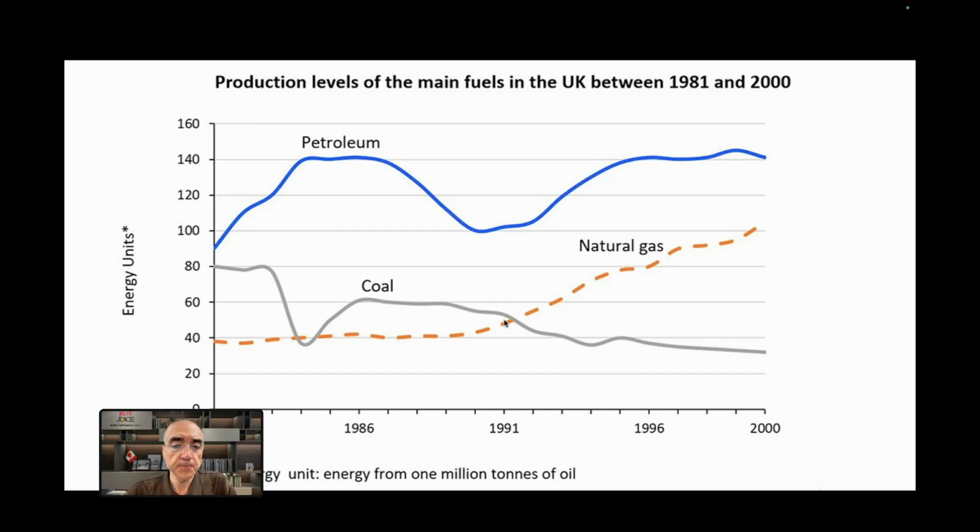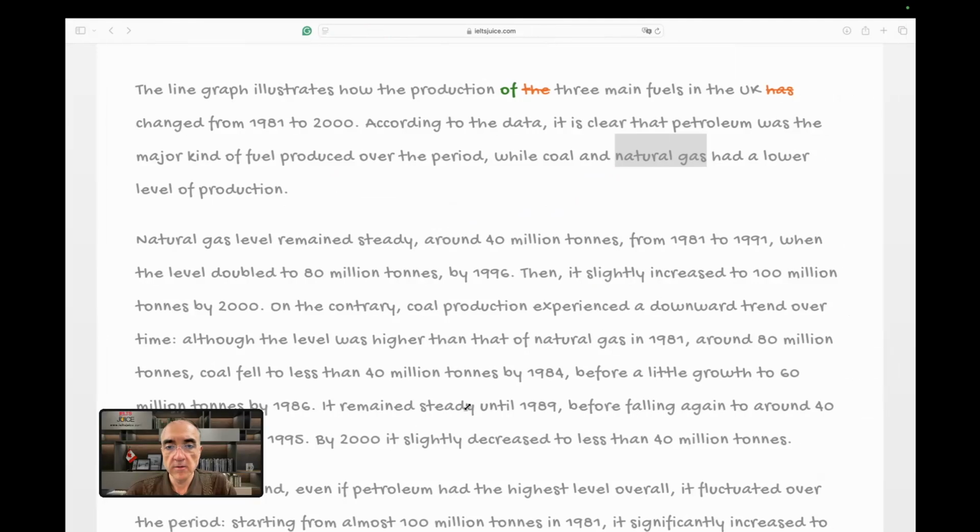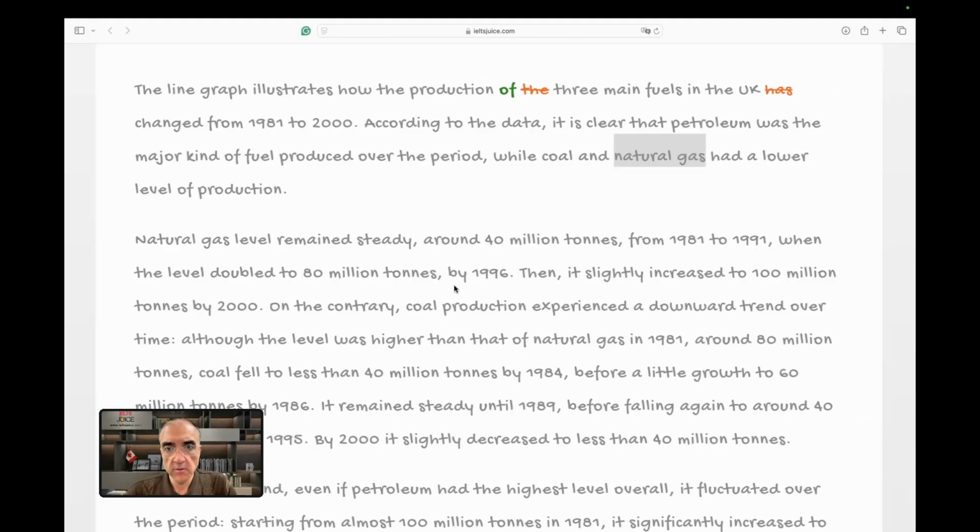You don't have to report the numbers, only the written numbers. You can say, all right, I calculated these small intervals here. 1986, this is 87, 88, 89, 90. And you can say until 1990. You should be able to say it here. So I would have changed this from 1981 to 1990, when the level doubled to 80 million tons.